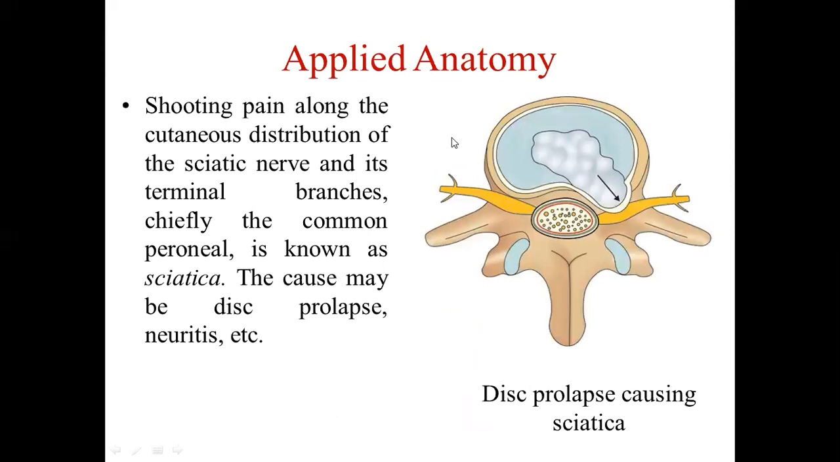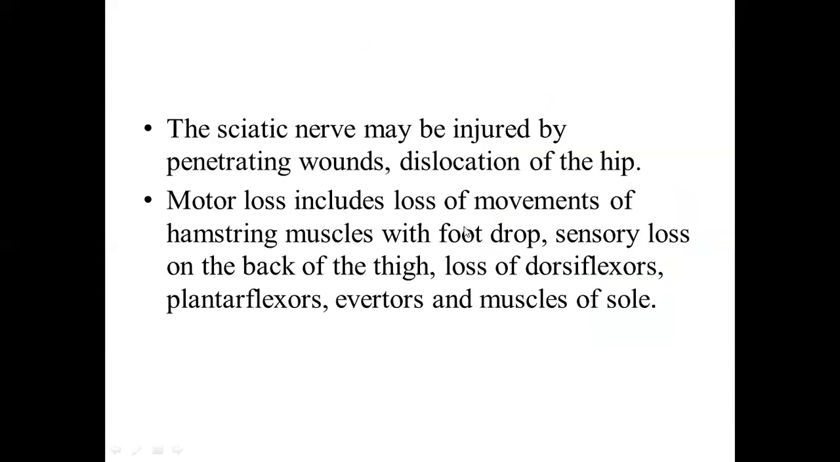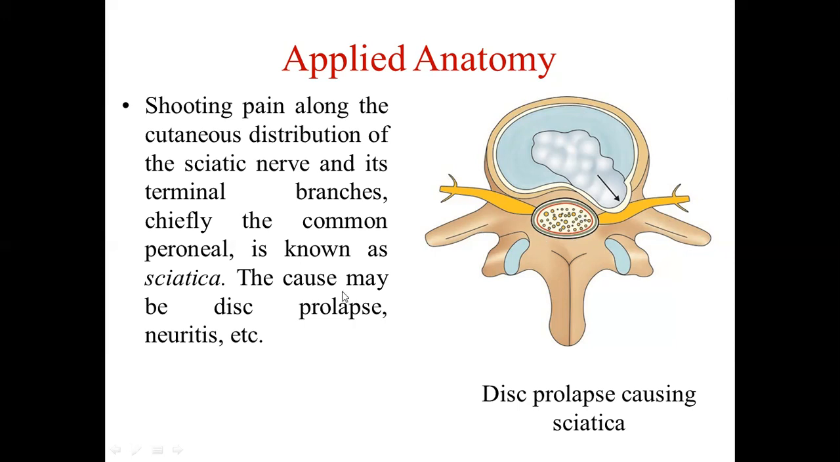Applied anatomy. So the sciatic nerve, as I said, arises from L4 to S3. So lumbosacral component. So there can be a pain along the distribution of the nerve starting from the lumbar region till the tip of the sole. So that will be the distribution along the root values. This may occur because there can be any disc prolapse. So the disc may compress the nerve, and there will be a shooting kind of pain. That pain is known as sciatica.